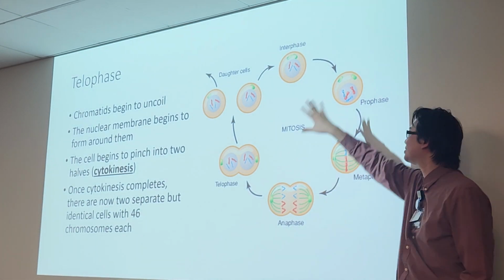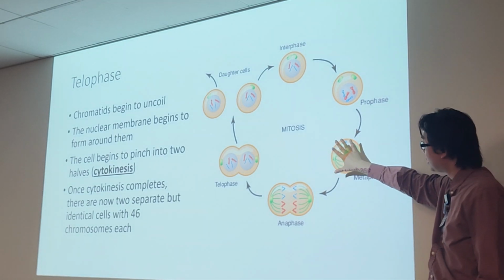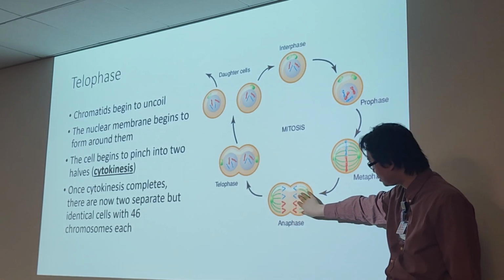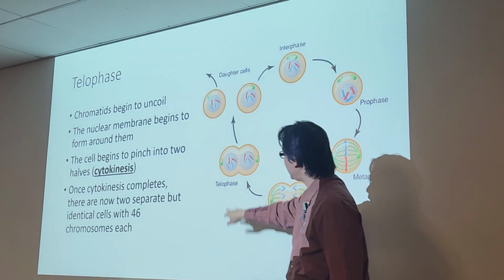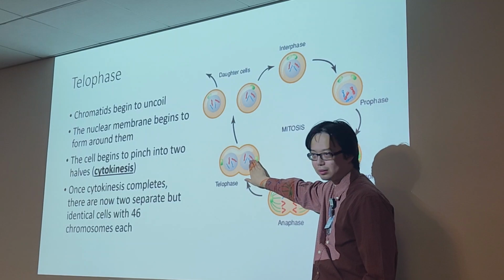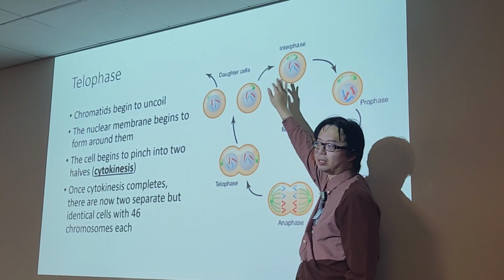Alright, so let's stick with 46 pairs. Here, we now divide those 46 pairs in half. So 23 pairs go one way, 23 pairs go the other way. So in the end, how much does this cell have? 23 pairs. 23 and 23. So two new cells that exactly mimic our original one.